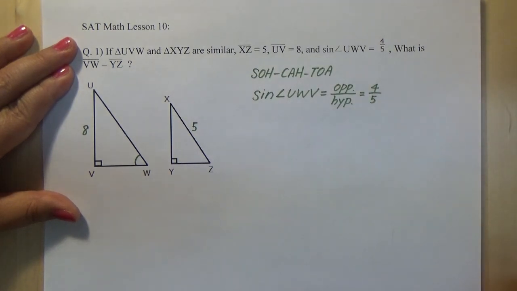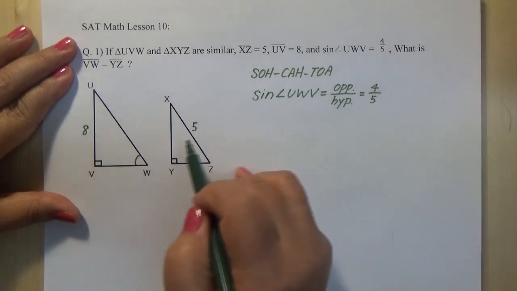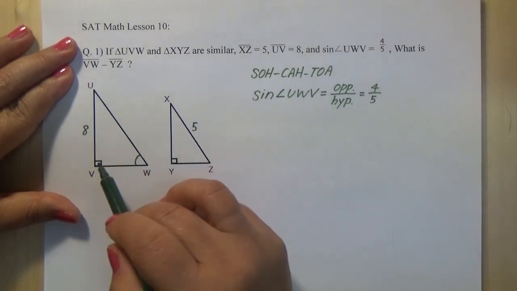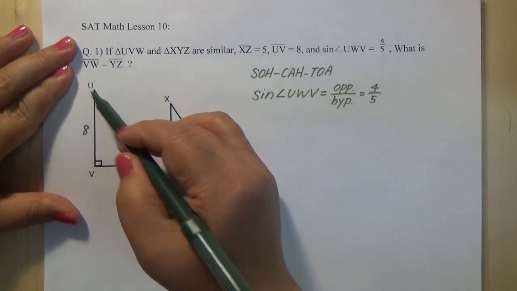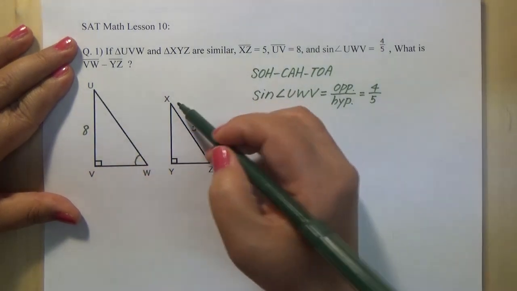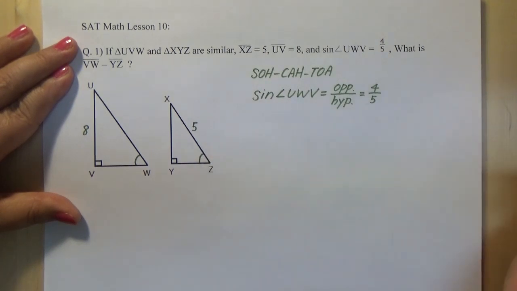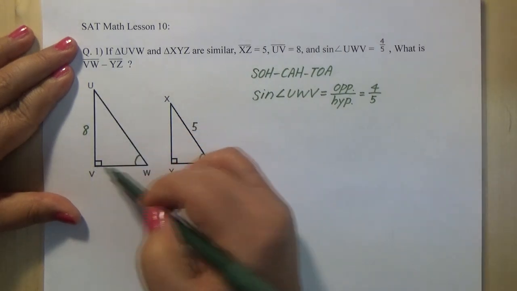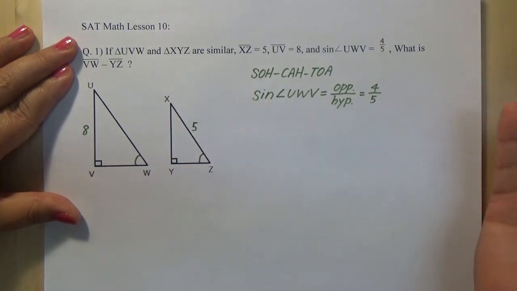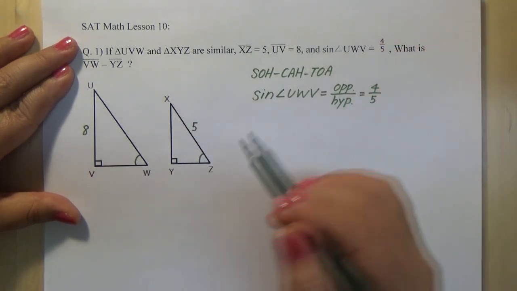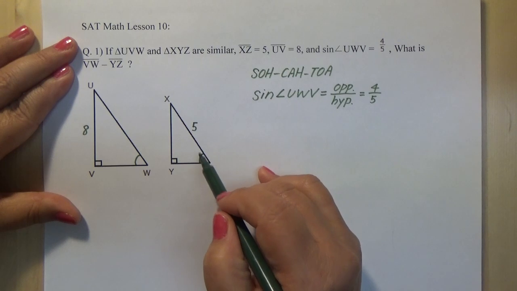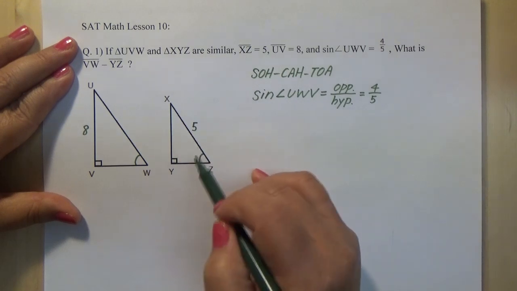And then we see these triangles are similar. So angle UWV and angle XZY are congruent, we can say. And all the sides have the same ratio. So that is why I'm going to take a look at this triangle.